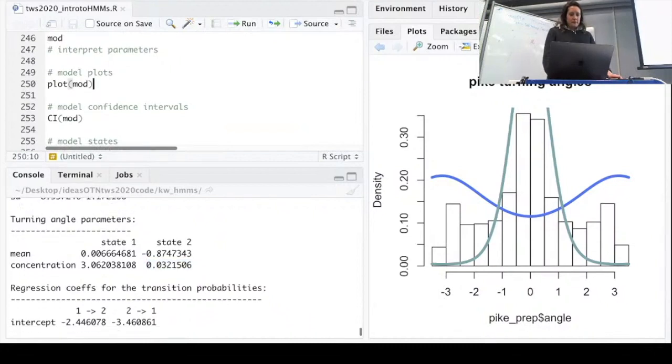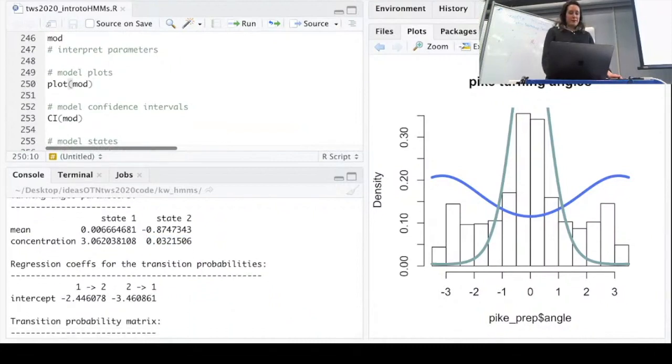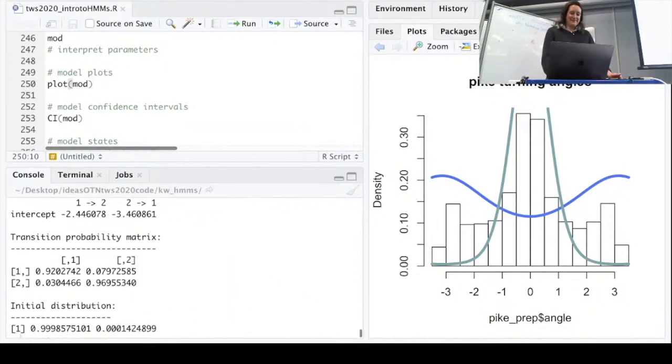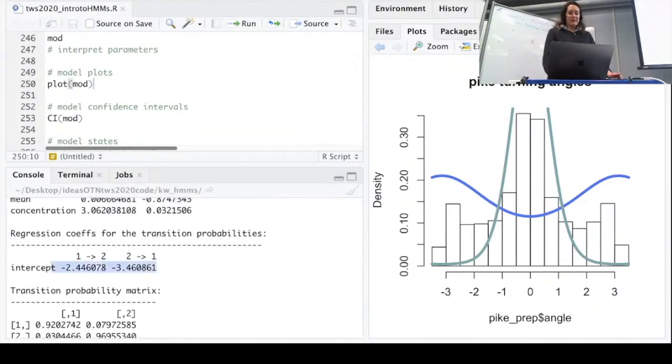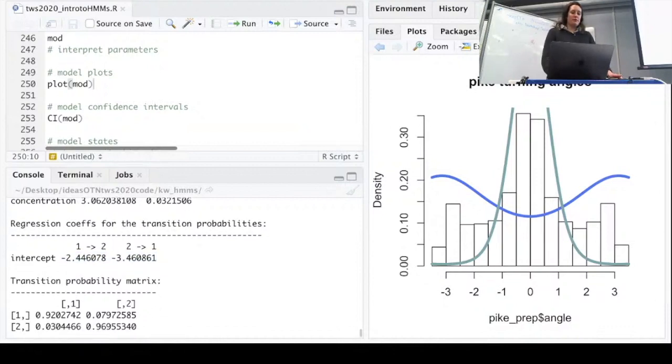What else do we have? Regression coefficients for the transition probabilities. We're going to skip that. Those come into play, though. We only have an intercept because we don't have covariates, okay? They come into play if you have covariates, and then you'd be able to interpret those regression coefficients in the same way you would as a linear model.